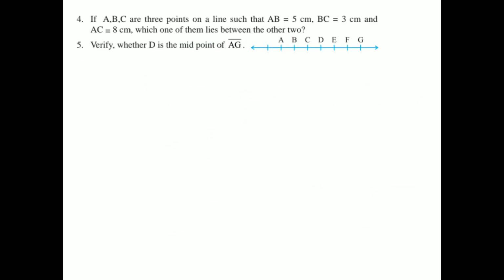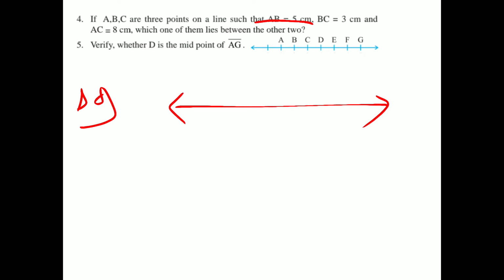Question number 4 is, A, B, C are 3 points on a line. Means on a line you have to take 3 points. Clear? You have to make a line, you know, with arrows. So we can take A, B, C anywhere. They said AB is 5 centimeter, BC is 3 centimeter, and AC is 8 centimeter. So we will take the longest one. The longest one is AC, and that is of 8 centimeter. It is the longest line.